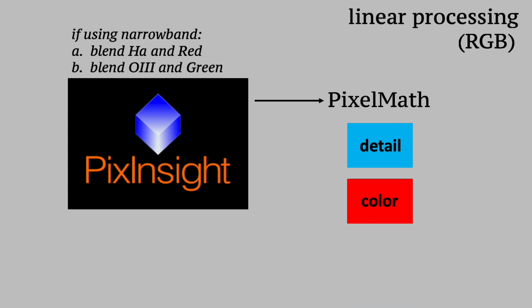So this will bring out a lot of detail. Hydrogen alpha can bring out a lot of detail in your red image. O3 can bring out a lot of detail in your green image. And of course, we're dealing with color at this point, although we don't see color quite yet. But we are going to be affecting the color by doing this blending.